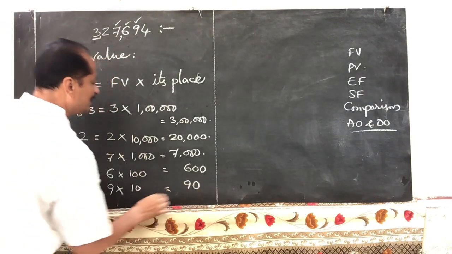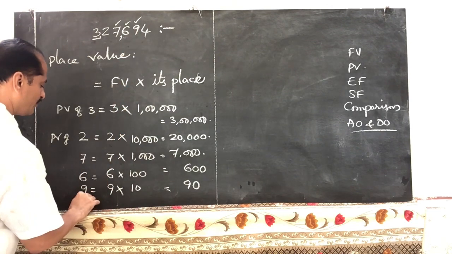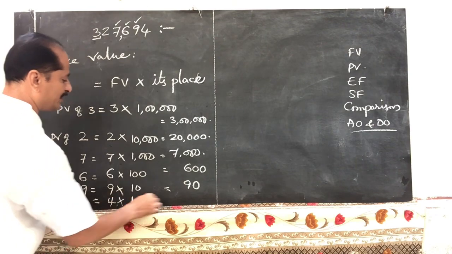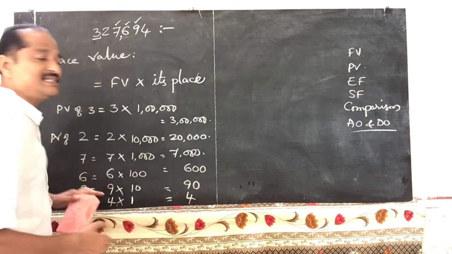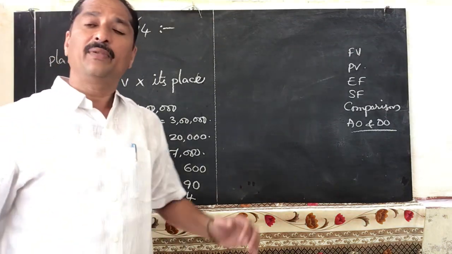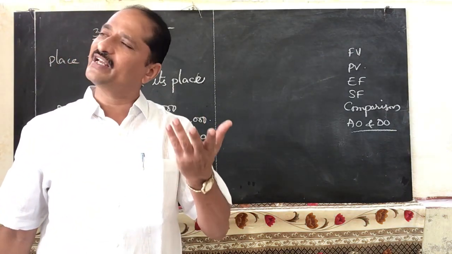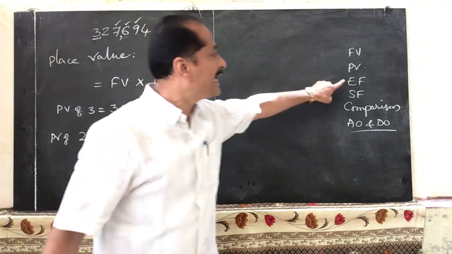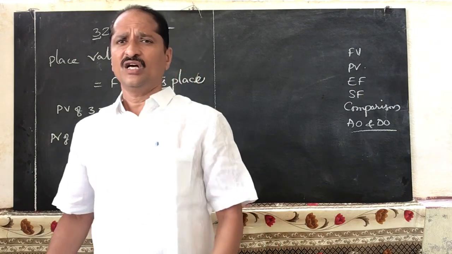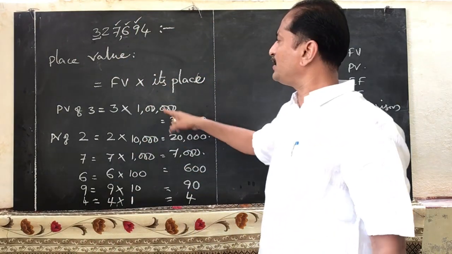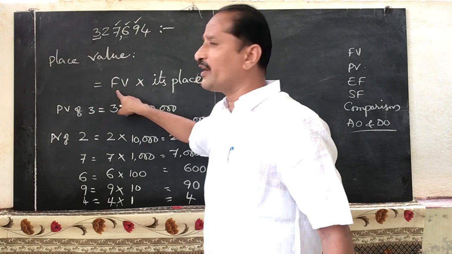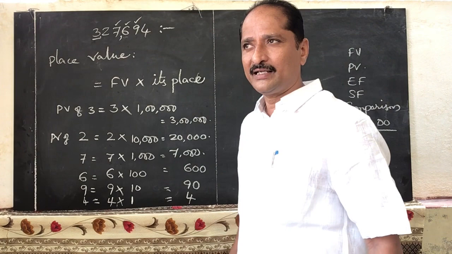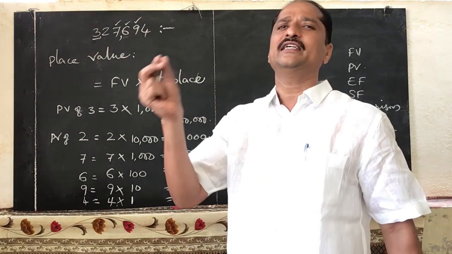Next, place value of 4 is equal to 4 into its place. It is in the ones place. So 4 into 1 is equal to 4. In this way you can find out the place value and face value of any digit. After knowing the place value and face value, you can find out the expanded form. Are you clear about place value and face value? Once again, face value of any digit is the digit itself, and place value of any digit is face value into its place.